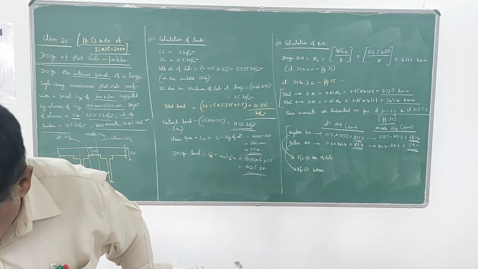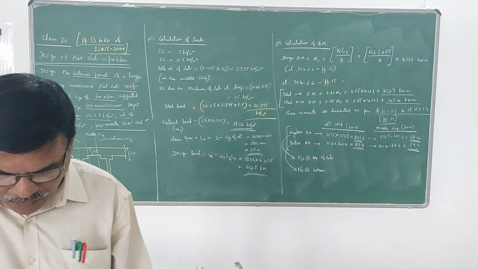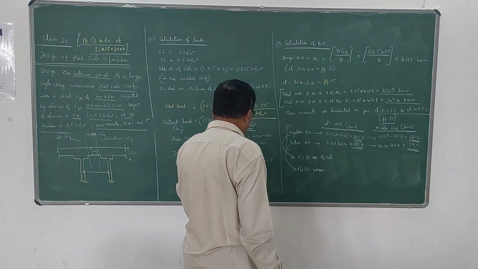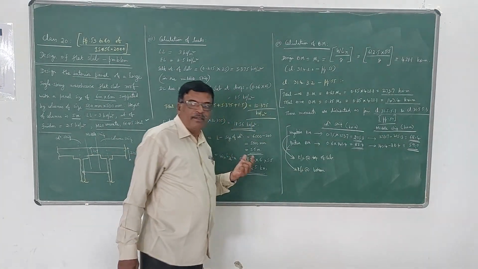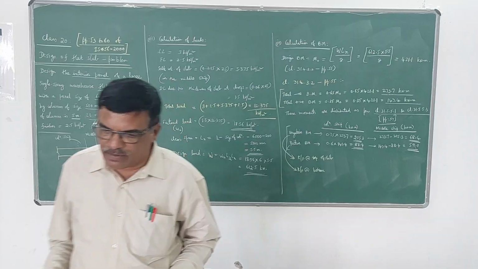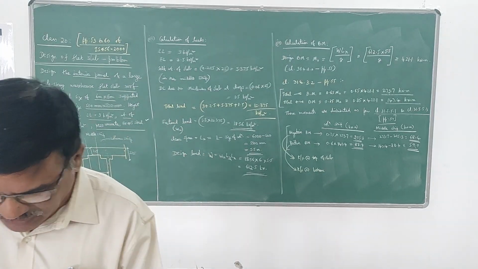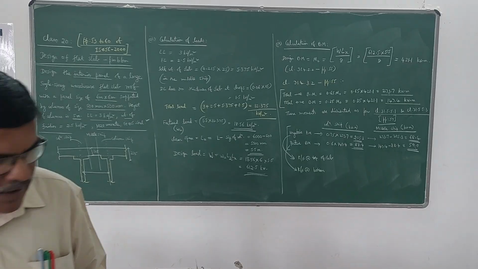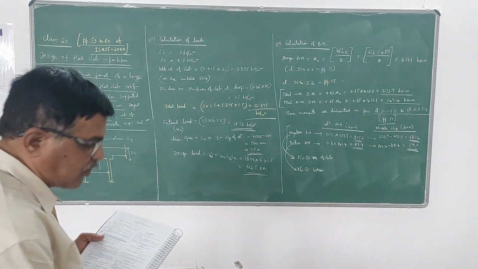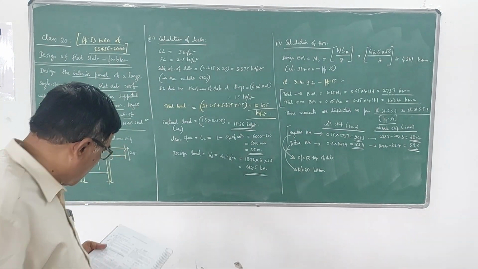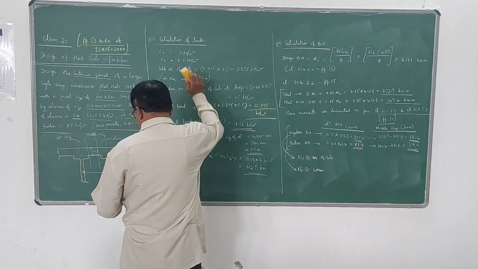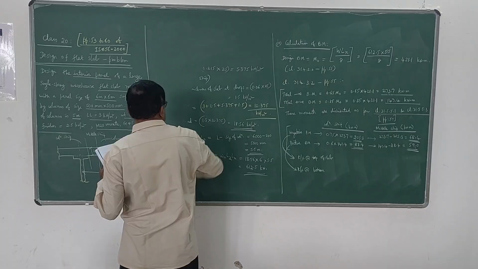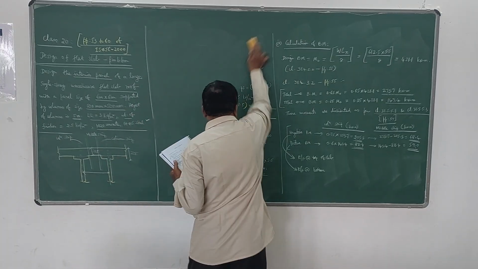Now, before going for the calculation of reinforcement, we have to check whether the depth provided is sufficient or not, based on the bending moment criteria. For that, we use the equation given in the code for effective depth calculation. So, check for effective depth.